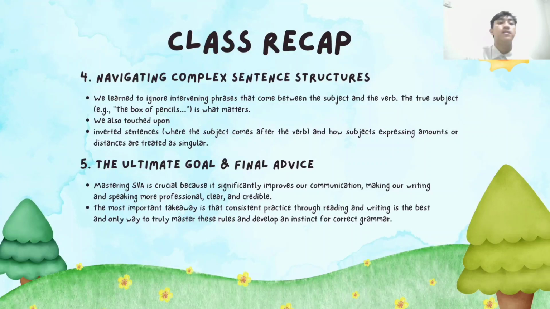The fourth is navigating complex sentence structures. We learned to ignore intervening phrases that come between the subject and the verb. For example, in the box of pencils, the box is what matters. We also touched upon inverted sentences where the subject comes after the verb, and how subjects expressing amounts or distance are treated as singular.